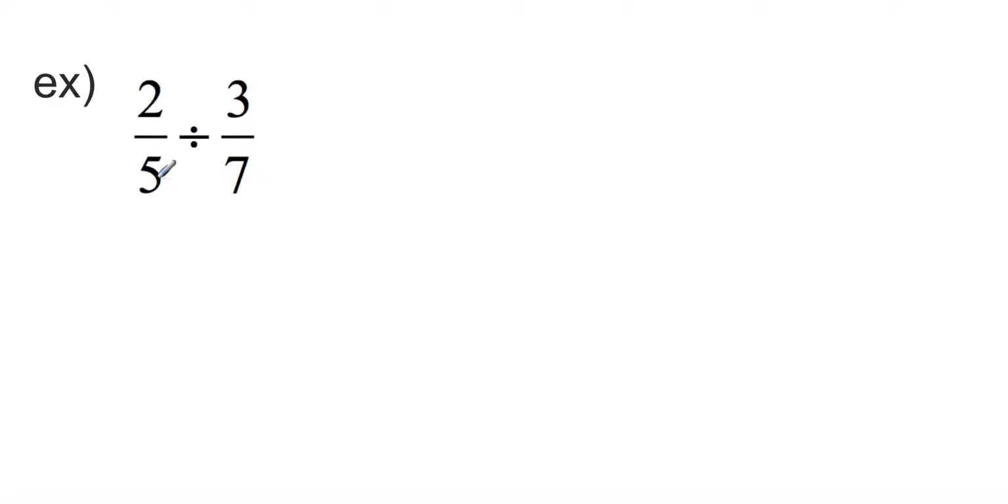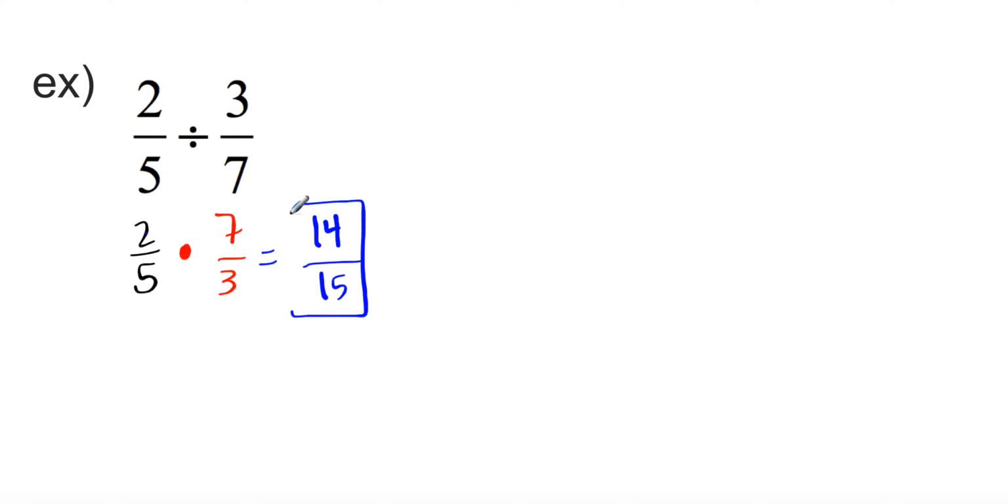Here we have 2/5 divided by 3/7. All right, so we keep the first fraction, 2/5. We change division to multiplication, and we flip the second fraction, 7 over 3. Then we just follow the same rules that we followed in the previous examples for multiplying fractions. I don't see any cross simplifying I can do, so I'm just going to multiply 2 times 7 is 14 over 5 times 3 is 15. 14 and 15, they don't have any common factors, so we know this is in simplest form.